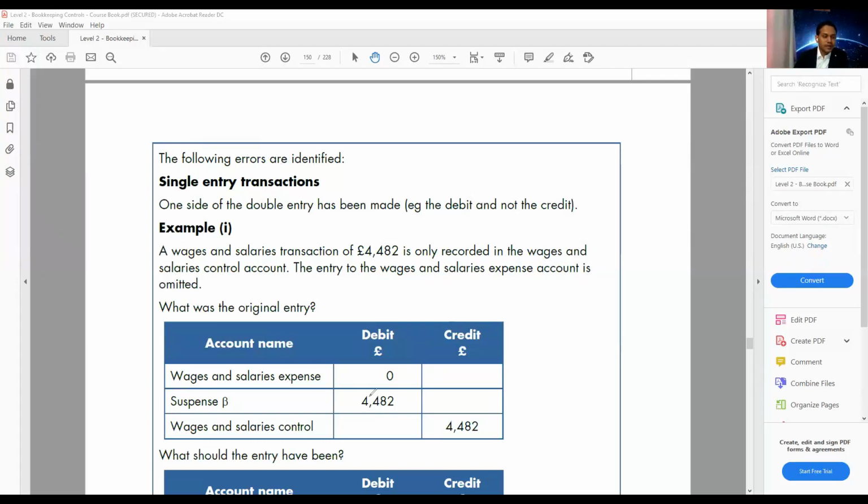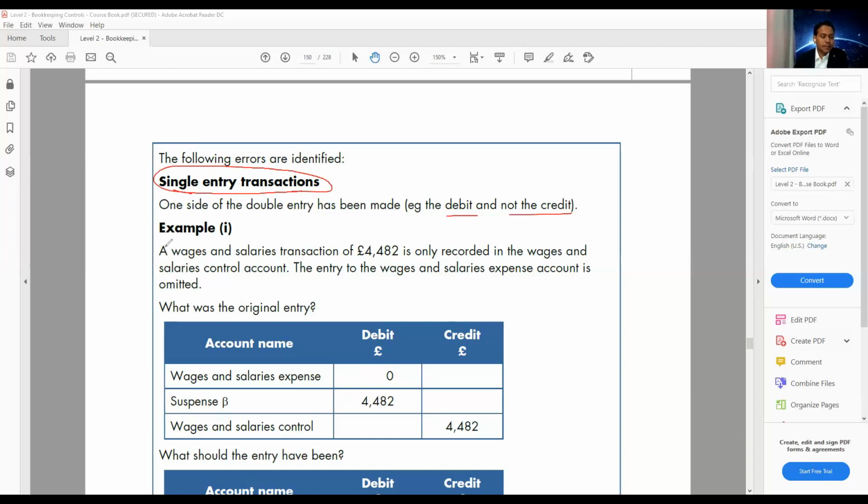The first one is single entry transaction. That means you write only one side. One side of the double entry has been made. Example, debit, not credit. So you write only on the debit side. For example, there is a cash sale, you write only cash debit, but you didn't write what is credit. You didn't write sales is credit. So if you just write on the one side, this is called single entry transaction.